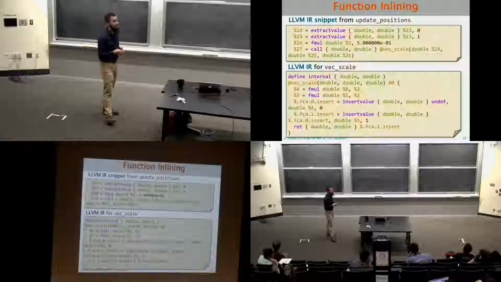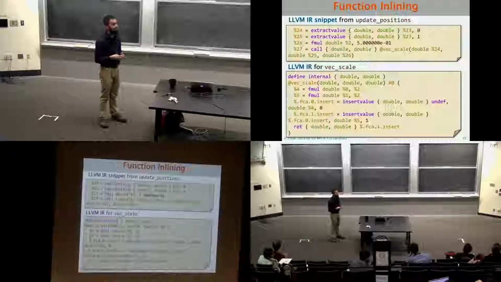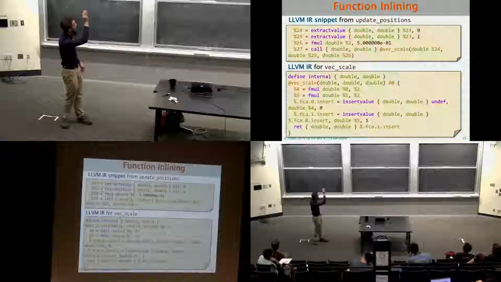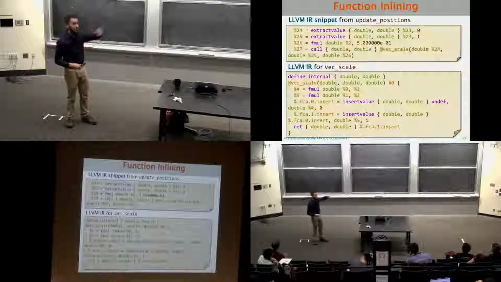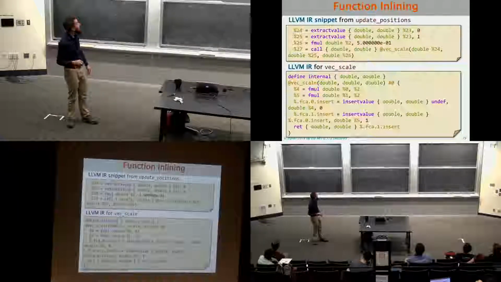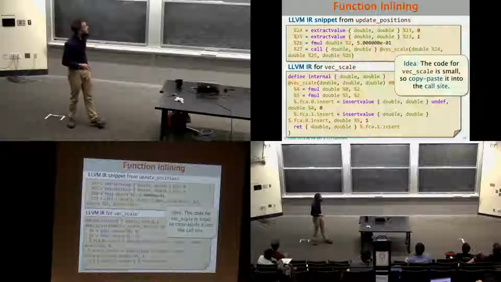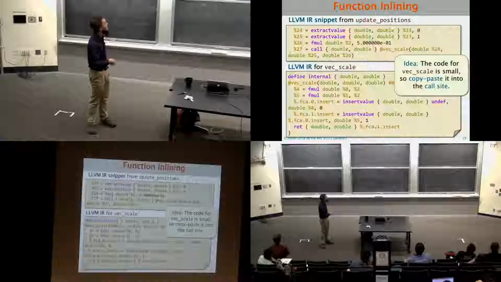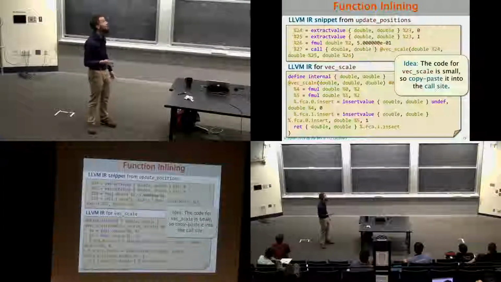Remove the call and put the LLVM IR code where the call was. You're exactly right. Remove the call and just put the body of the vec_scale code right there in place of the call. It takes a little bit of effort to pull that off, but roughly speaking, yeah, we're just going to copy and paste this code in our function into the place where we're calling the function.